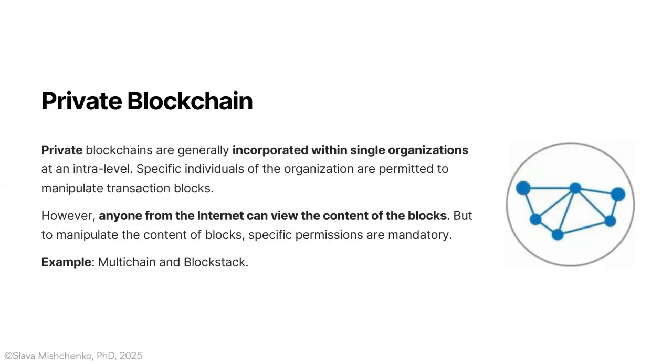And now let's explore private blockchains, which represent a fascinating evolution in blockchain technology. They operate quite differently from the public blockchains we just discussed. You can think of a private blockchain as a gated community within a single organization. For example, unlike public blockchains where anyone can participate, private blockchains are much more selective about who gets to do what.